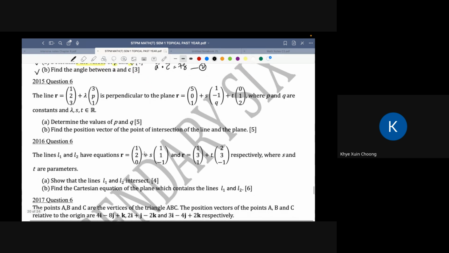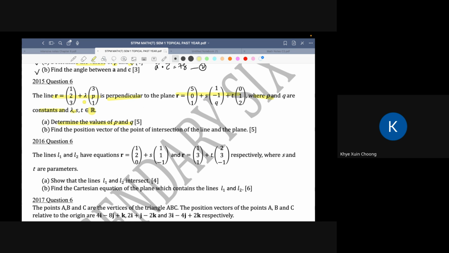During 2015, it says that the line is perpendicular to this plane. This time it gives you the plane equation using the parametric equation, which I said seldom comes out, but never mind. P and Q are constants, lambda is an element of the real numbers. Determine the values of P and Q. How do you do this?